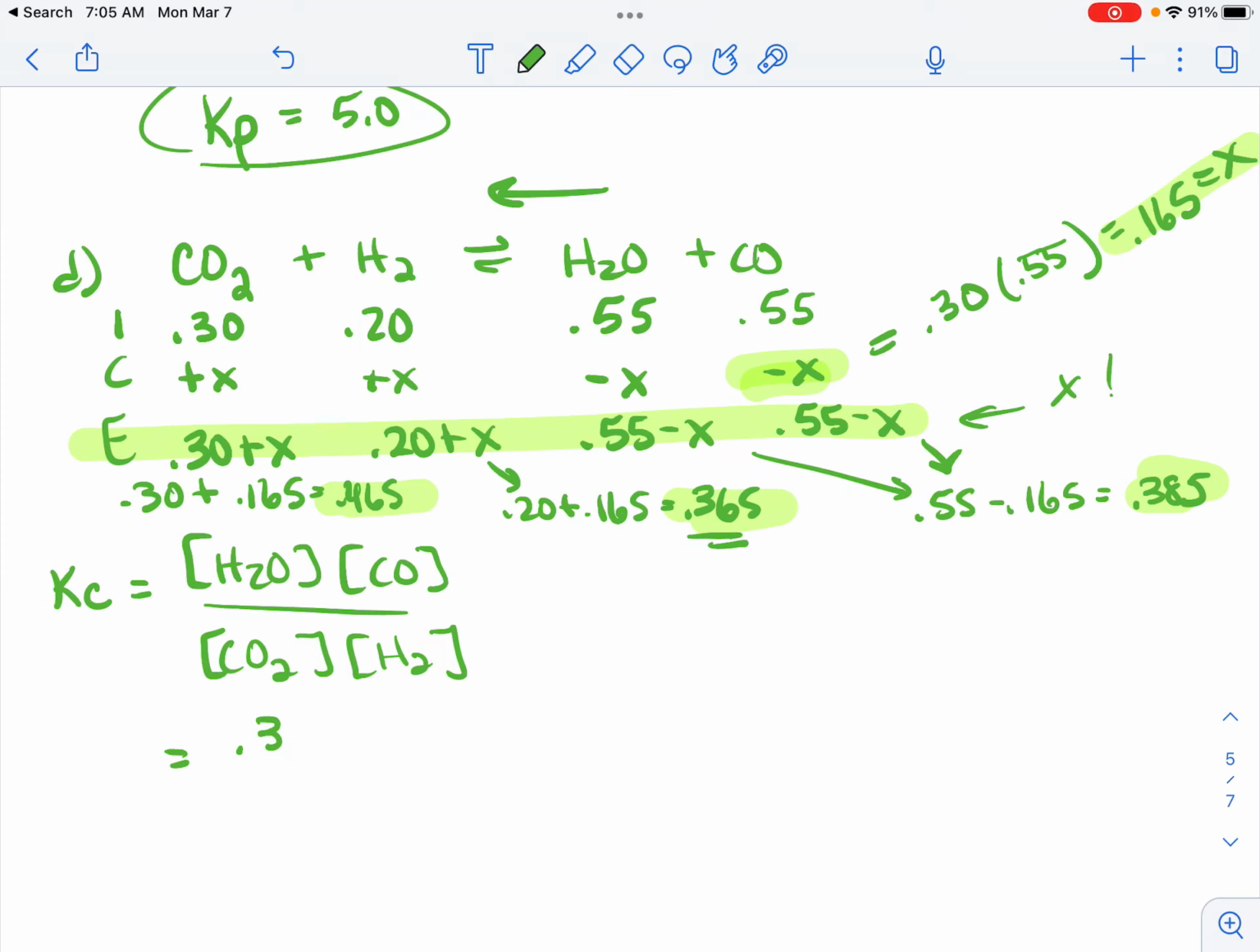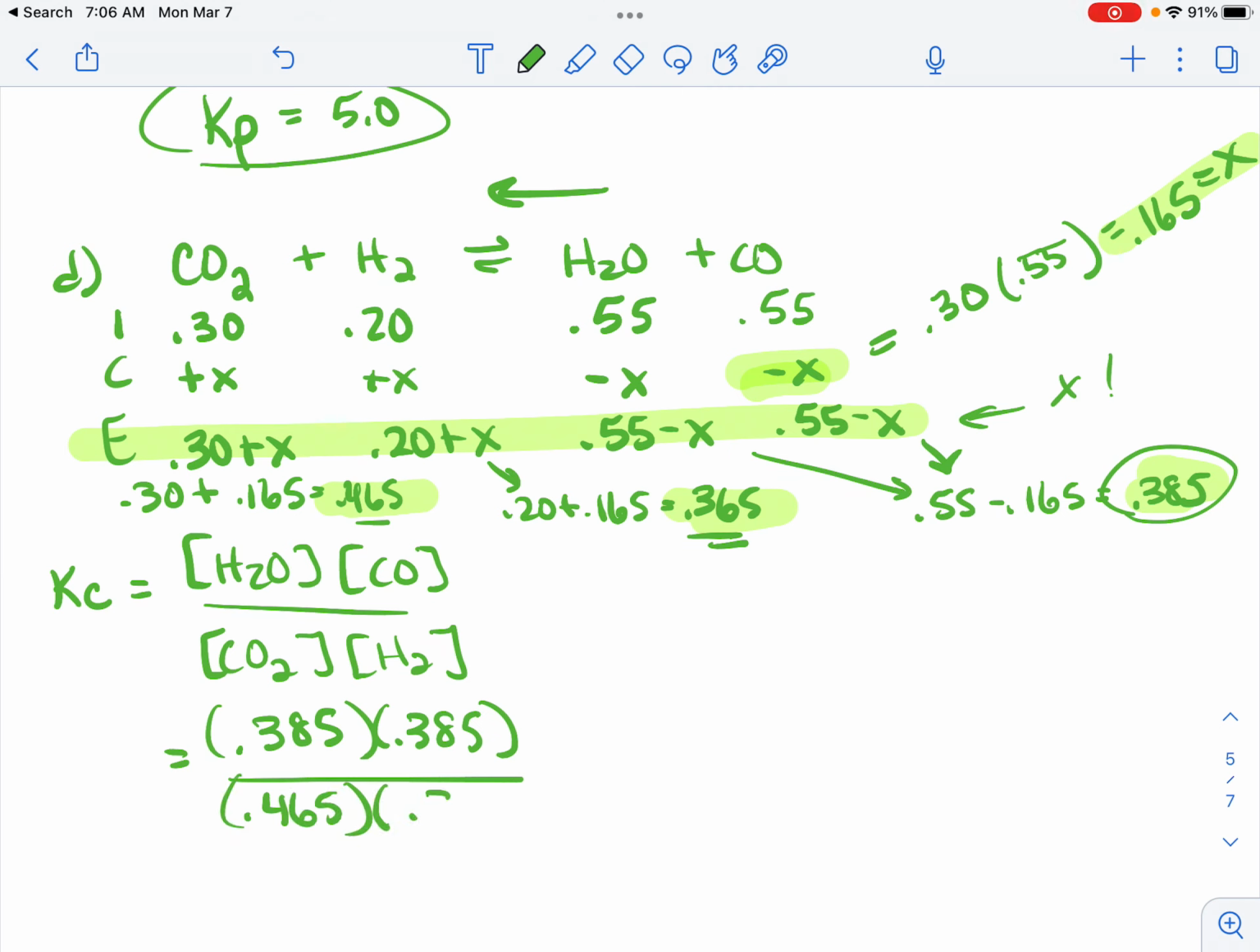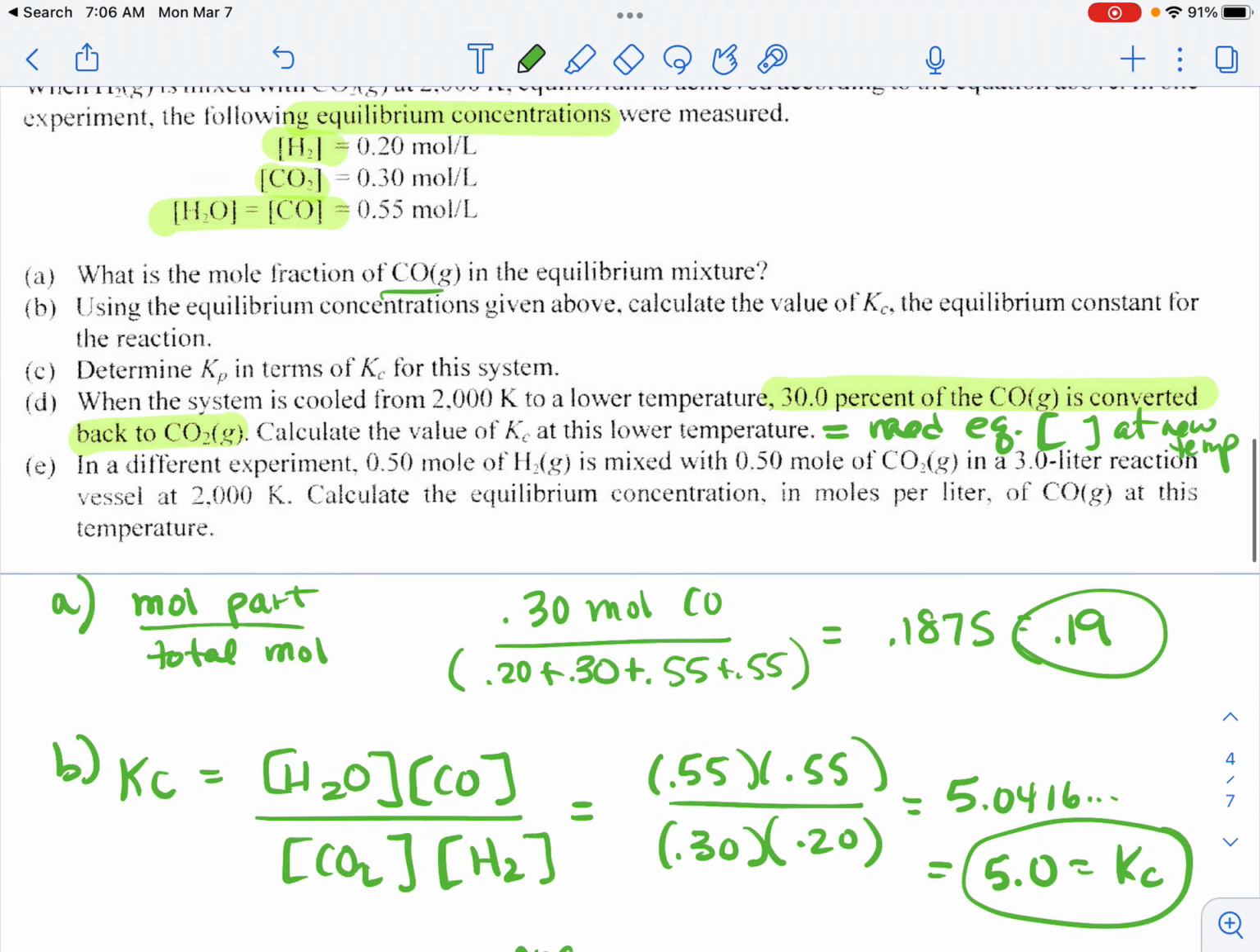Sorry, start over. The CO and the H2O are these two. So 0.385 times 0.385 over the CO2, which is the 0.465, and the H2, which is the 0.365. I solve for that, and I get 0.8733, which is 0.87 with two significant figures. I kept 3 here, but all of my givens had 2, so I have to bring it back down to 2.